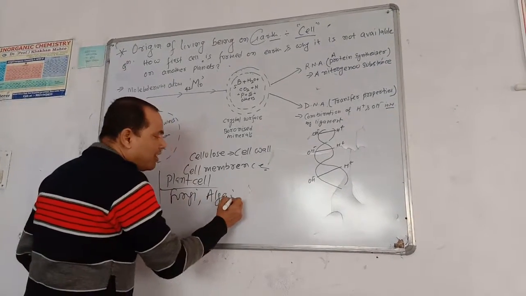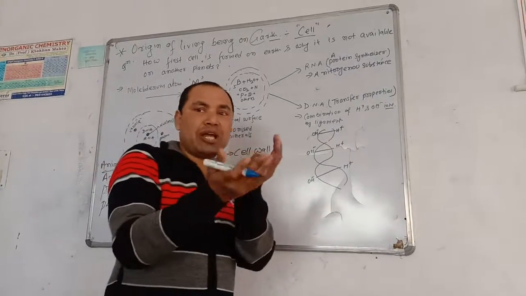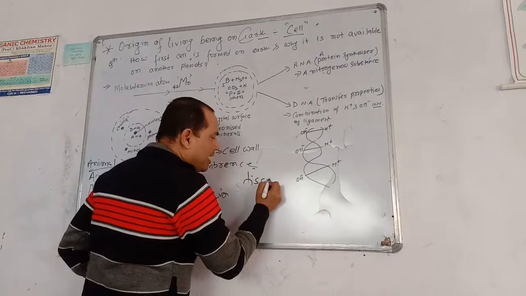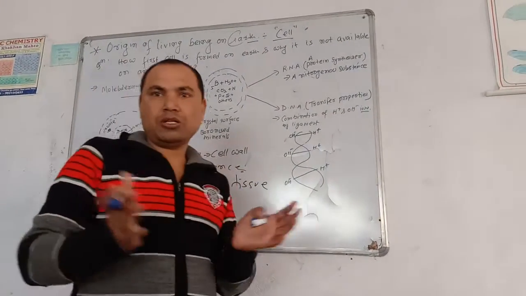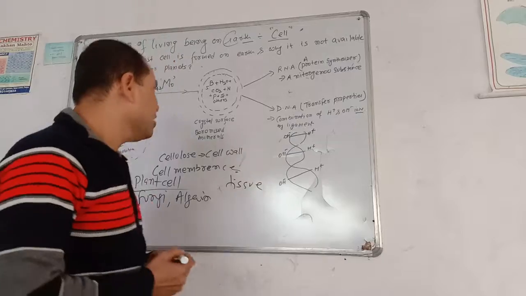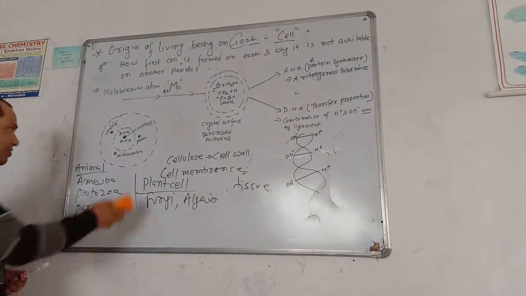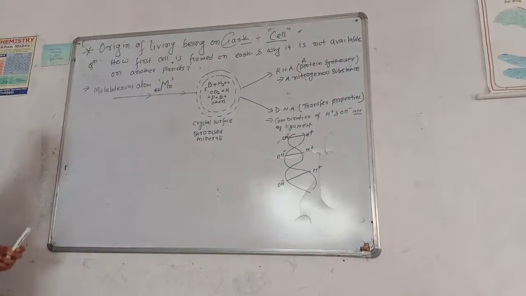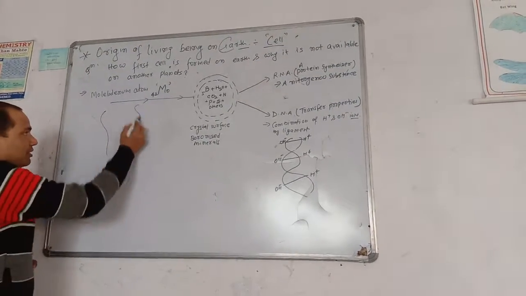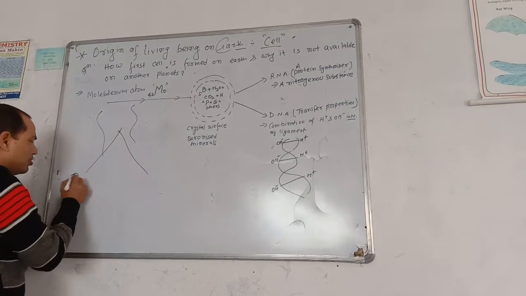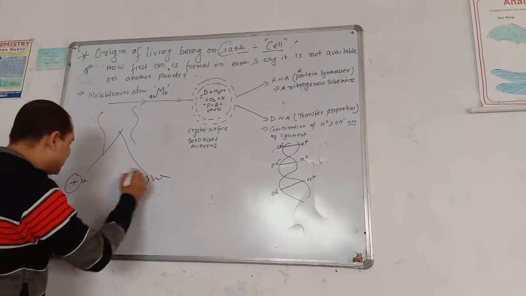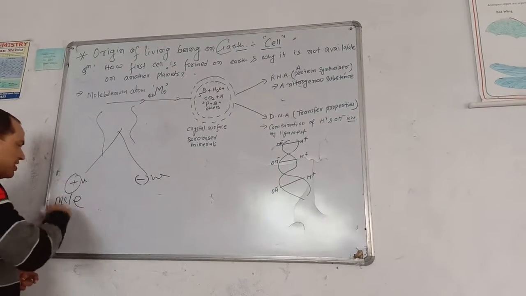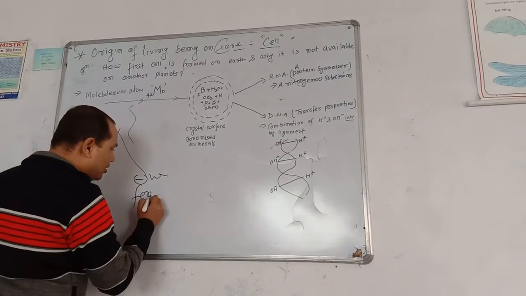That was the form. So after that first cell, time to time, the cells fused and formed tissues. And these tissues, made by the combination of so many tissues, formed organs. Now I am going to erase this. So the first cell was formed, then a combination of cells, and the organ was formed. This organ was divided into two parts, the positive part and the negative part. We are talking about the animal cell. The positive part is called male and the negative part is called female.